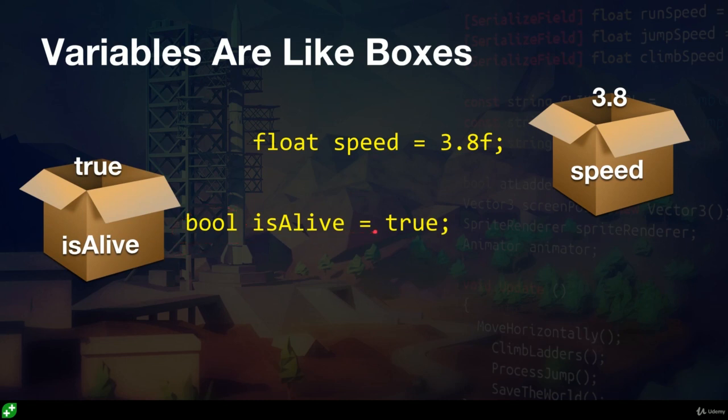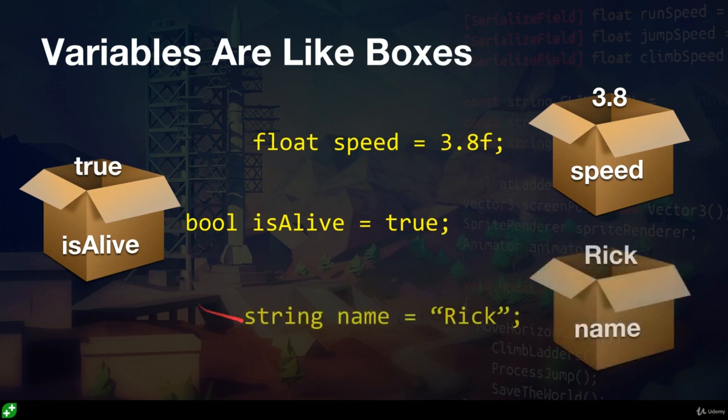We can create a bool variable. Bools mean that something is true or false. And our bool, is alive, is currently true. You can see is alive, and then the assignment inside the box is true. And the last example I've got here is a type string. The variable is called name, it's of type string, and we've assigned it the data value of Rick. That's what name has been assigned as.